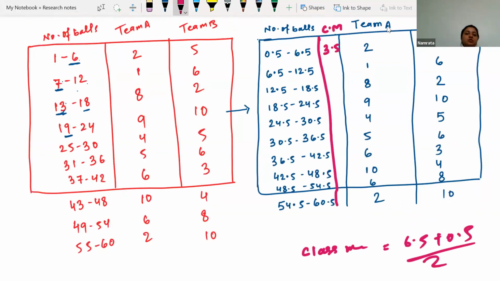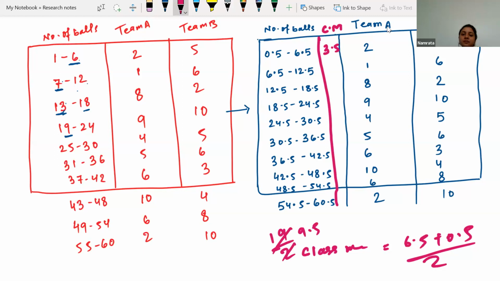What will be the next one? 12.5 plus 6.5. Here only you can add them. If you are not able to guess it properly, you can add them here and divide by 2. So 12 plus 6 is 18, plus 1, 19, by 2 means 9.5, right?